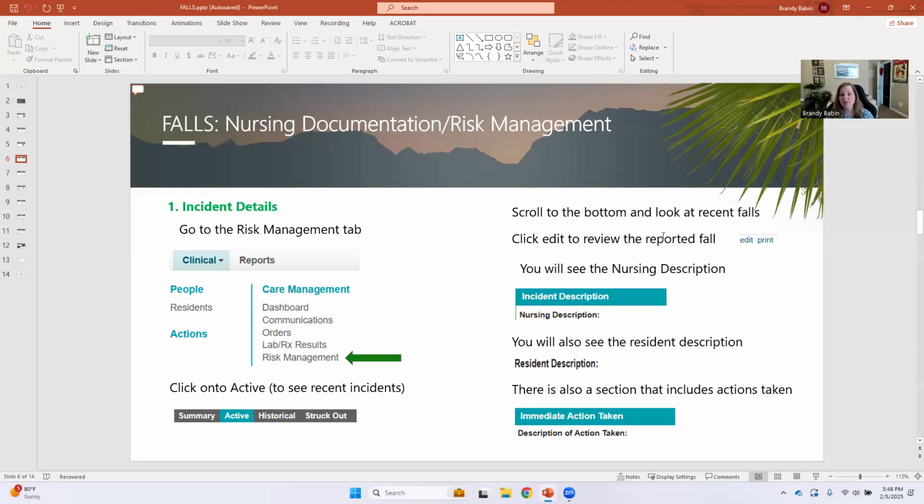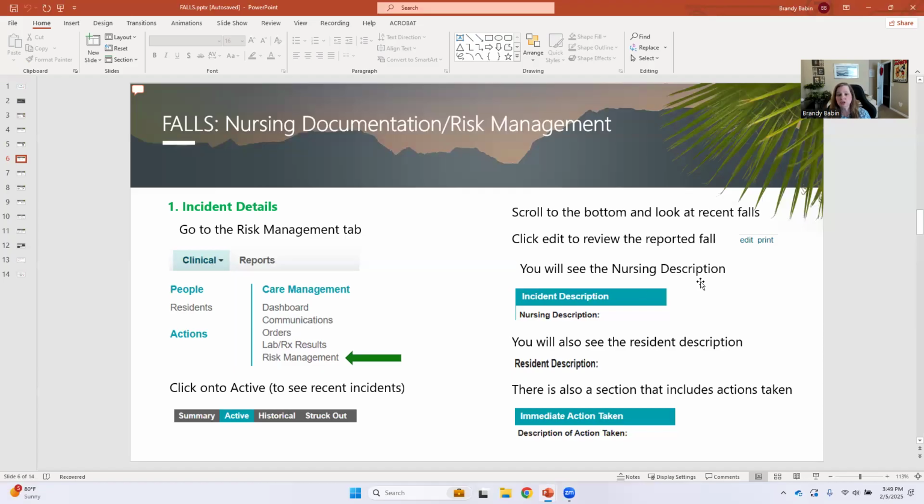So anyone that you haven't documented on, everyone that's had a fall from yesterday to today, the day before that, anyone that has had a fall, we need to work up. We need to look at them and make sure that there's no issue with that. So how do you get into that note? On the left-hand side, there's the edit and print. If you click onto the edit, you're able to look at the note.